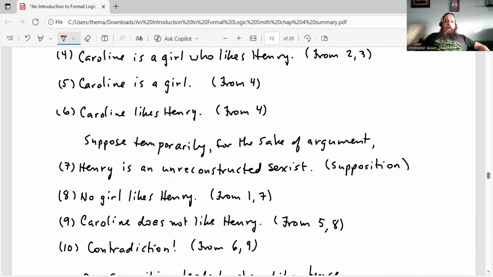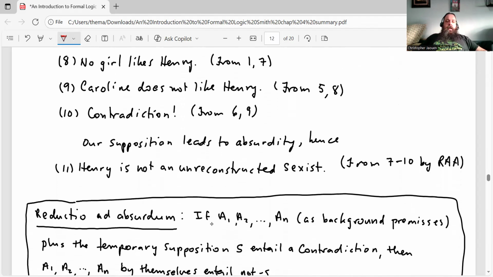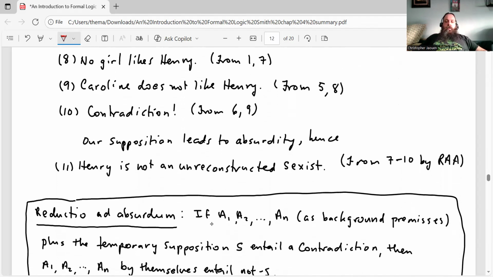And then we make a supposition here for the sake of argument. Seven, Henry is an unreconstructed sexist. Eight, no girl likes Henry. This follows from one and seven. Nine, Carolyn does not like Henry, from five and eight. And then finally, that's a contradiction because six and nine contradict each other. Six says Carolyn likes Henry, and nine says Carolyn does not like Henry. Therefore, the supposition leads to an absurdity. Hence, eleven, Henry is not an unreconstructed sexist, which follows from the reductio argument from steps seven through ten.